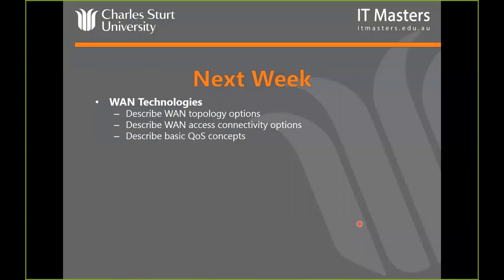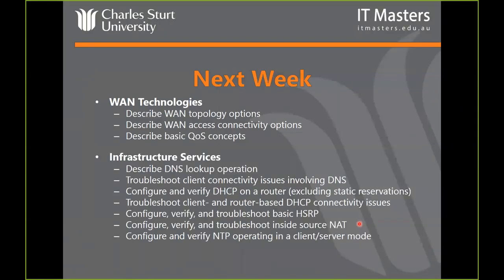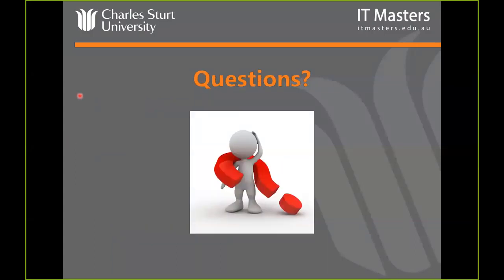Okay, so that's it. We got through just a little bit over time, which is great. So next week, we're going to look at WAN technologies, a little bit of QoS, and some infrastructure services, mainly around DNS, DHCP, and a little bit of NAT as well. So I'm sure there are some questions. I'll scan through and see any of these questions that haven't been answered. But if you want to send any more through, by all means, feel free to.